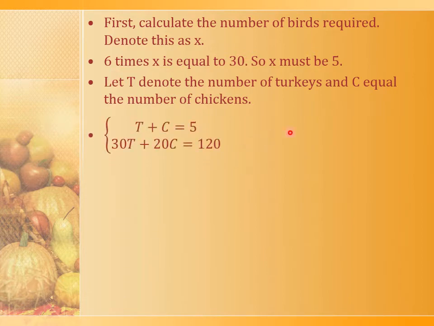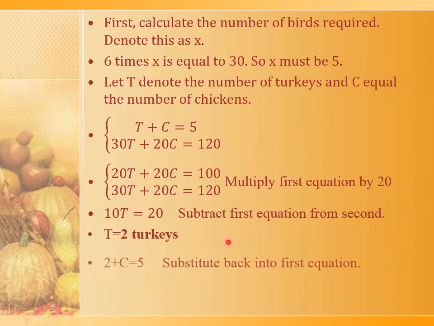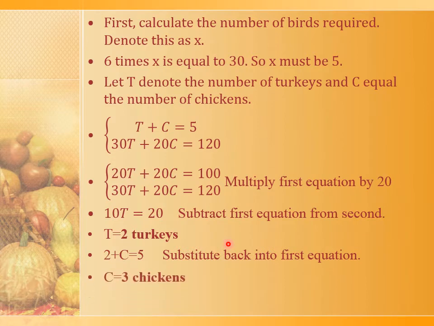Because we know that it takes 5 birds, T plus C must equal 5. And then for our second equation, we get 30T plus 20C equals 120, which reflects the cost of each bird. So we basically multiply the first equation by 20, eliminate C, solve for T, substitute T back into the first equation, and solve for C, and we get 2 turkeys and 3 chickens.